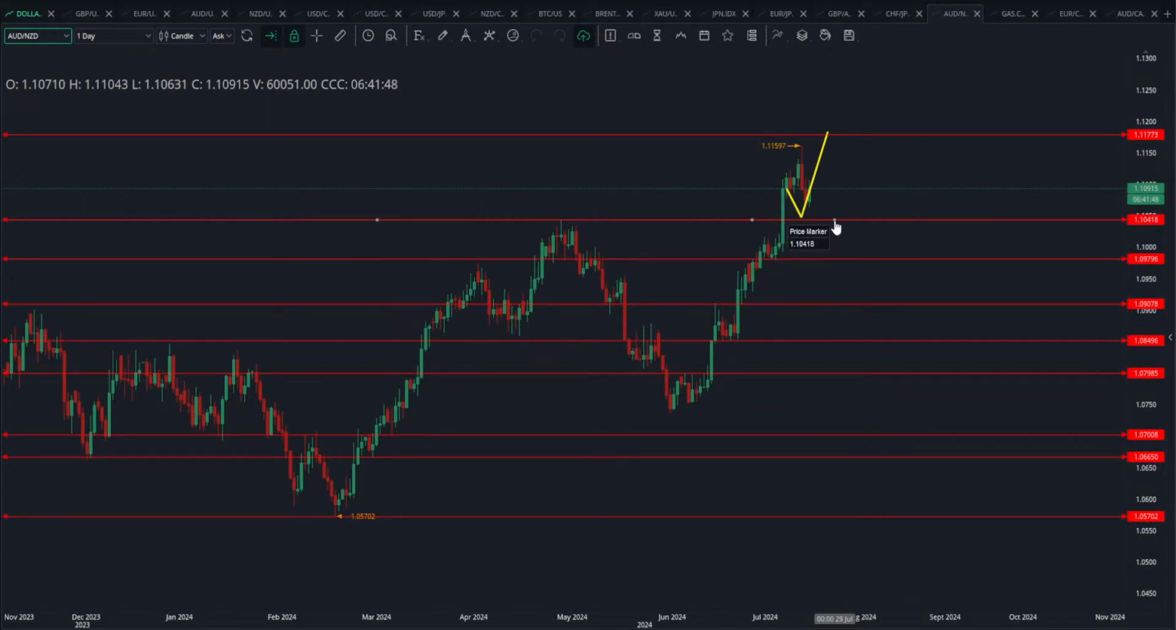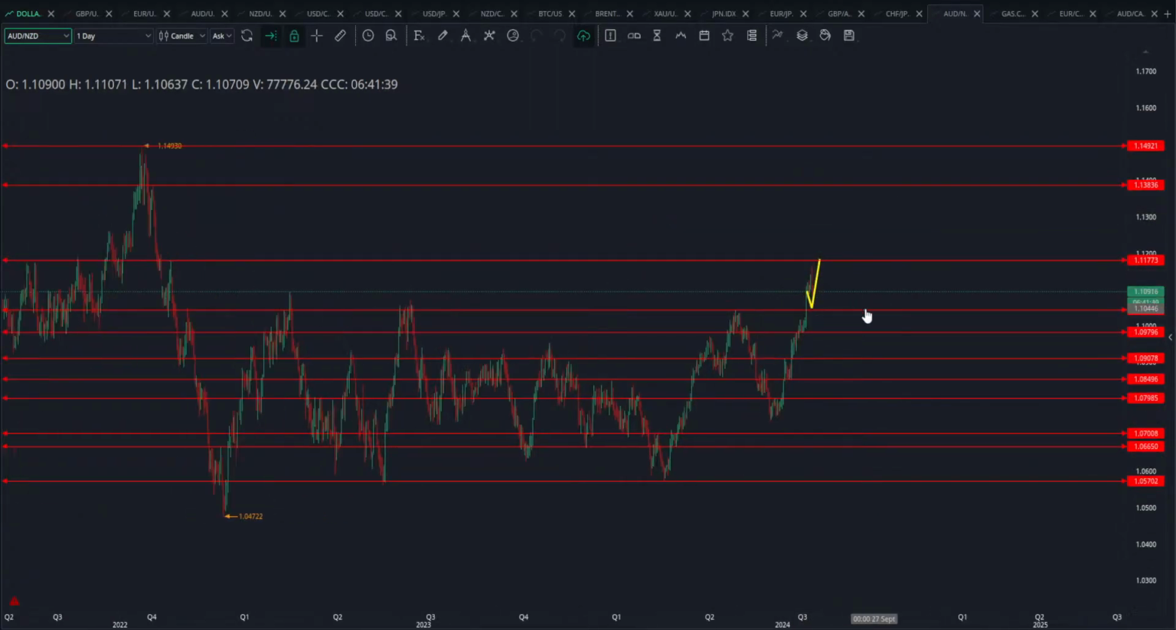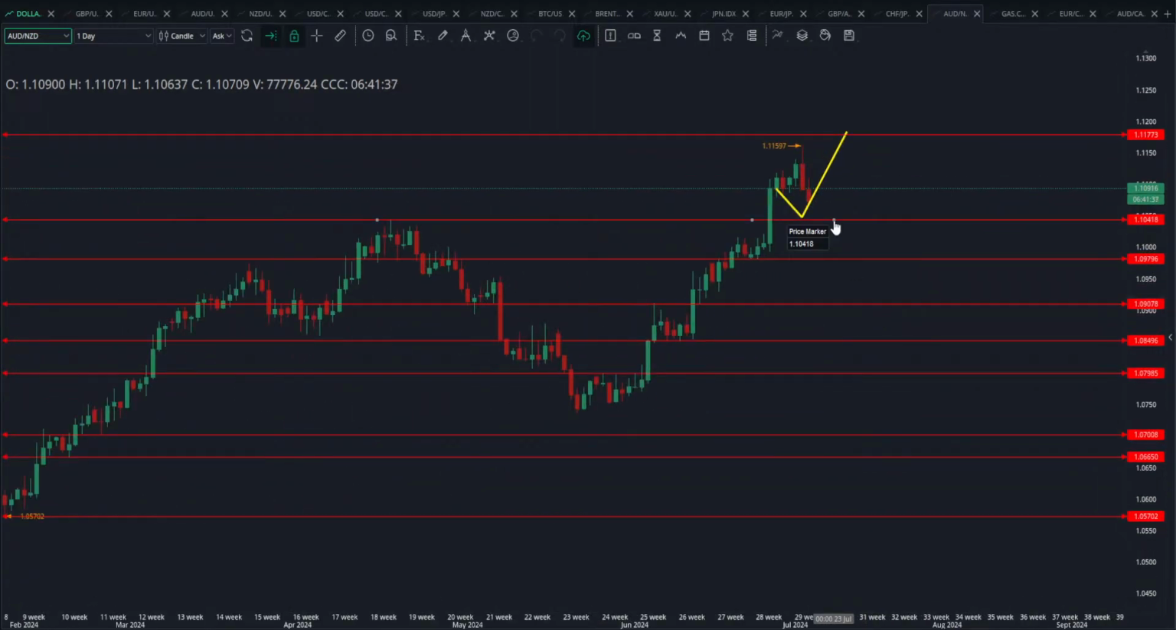Aussie New Zealand, the pullback has arrived now. 1.1041 should be seen as a buying opportunity. If that happens, then we can target 1.1177 because it has not taken this target. We have unfinished business here. So these levels around 1.1041 should be seen as a buying opportunity for this market. All right.